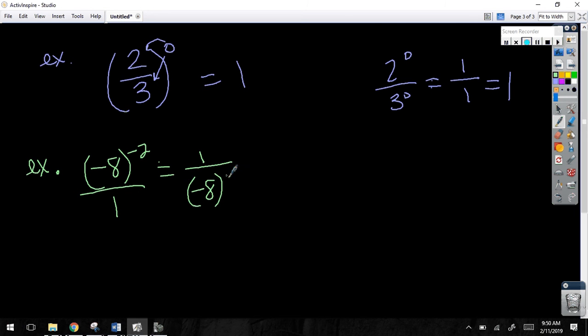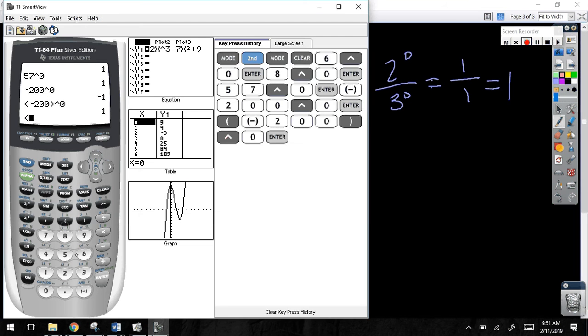What happens now to that exponent? It becomes positive. What is -8 squared? Positive 64. -8 to the 2nd power. Do it on your calculator. Look. -8 to the 2nd power.